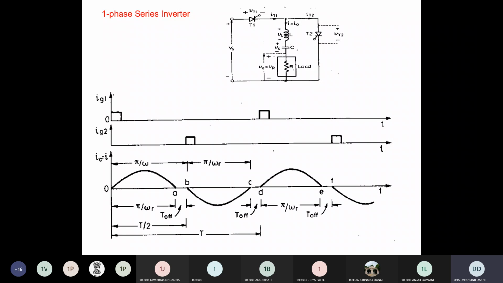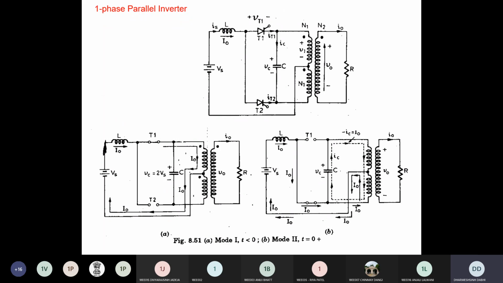Okay? And that's why it is generally used for induction heating, because ultimately the loss of power in the load creates the heat. So for an application where you require the generation of heat, like induction heating, in that case you can use the series inverter. Okay? Yes, sir. Okay, so let's move to the next topic, the parallel inverter.